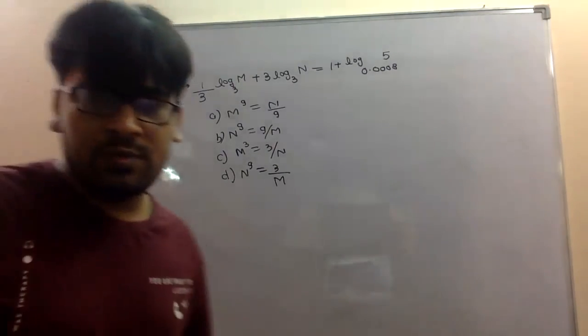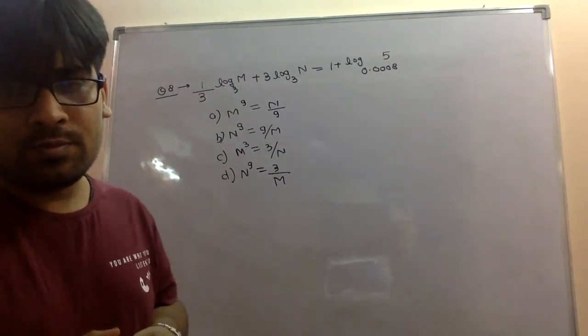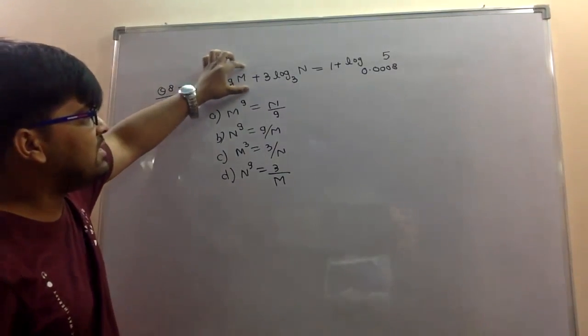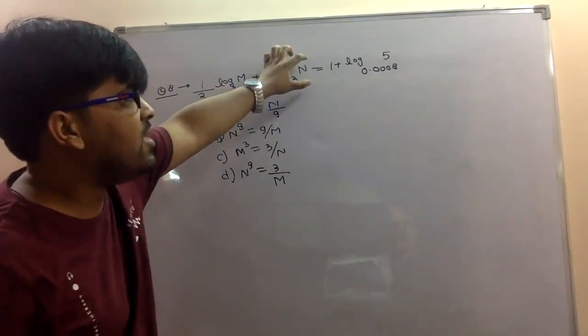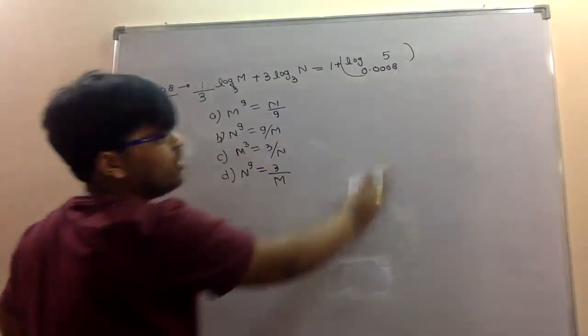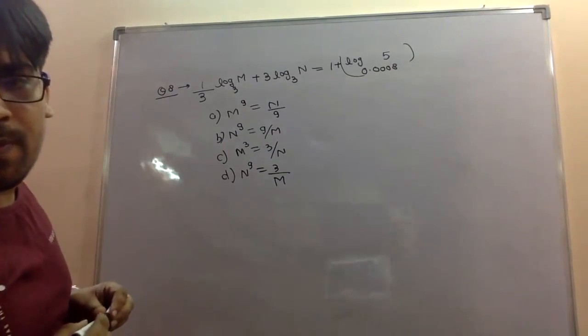Try this question. First term is 1 by 3 log base 3 m plus 3 log base 3 n is equal to 1 plus this log base 0.0085.